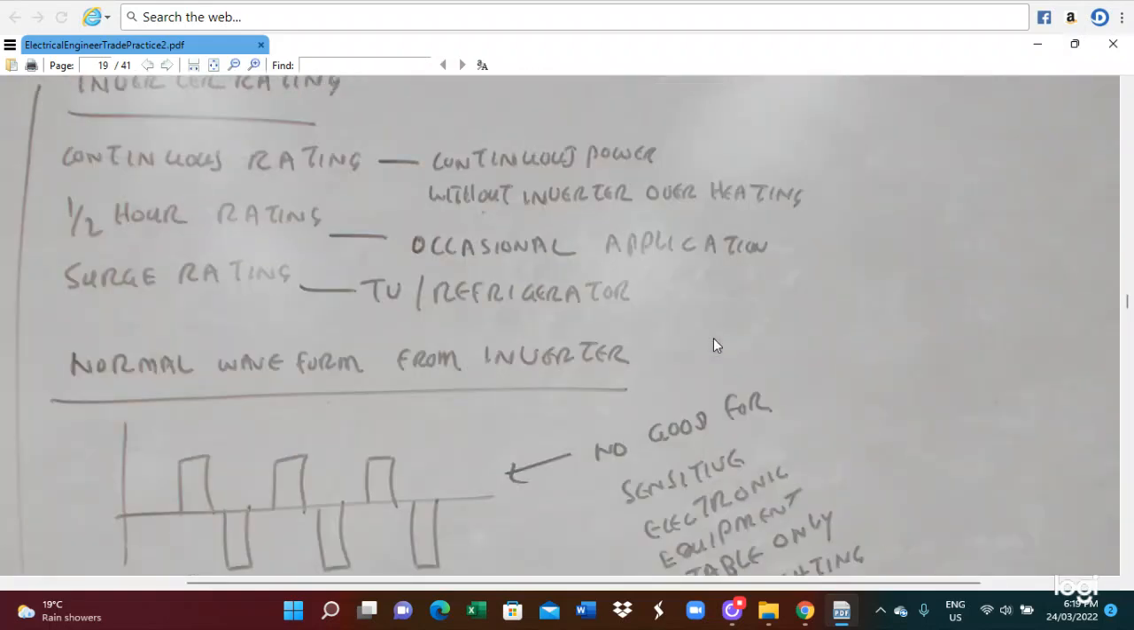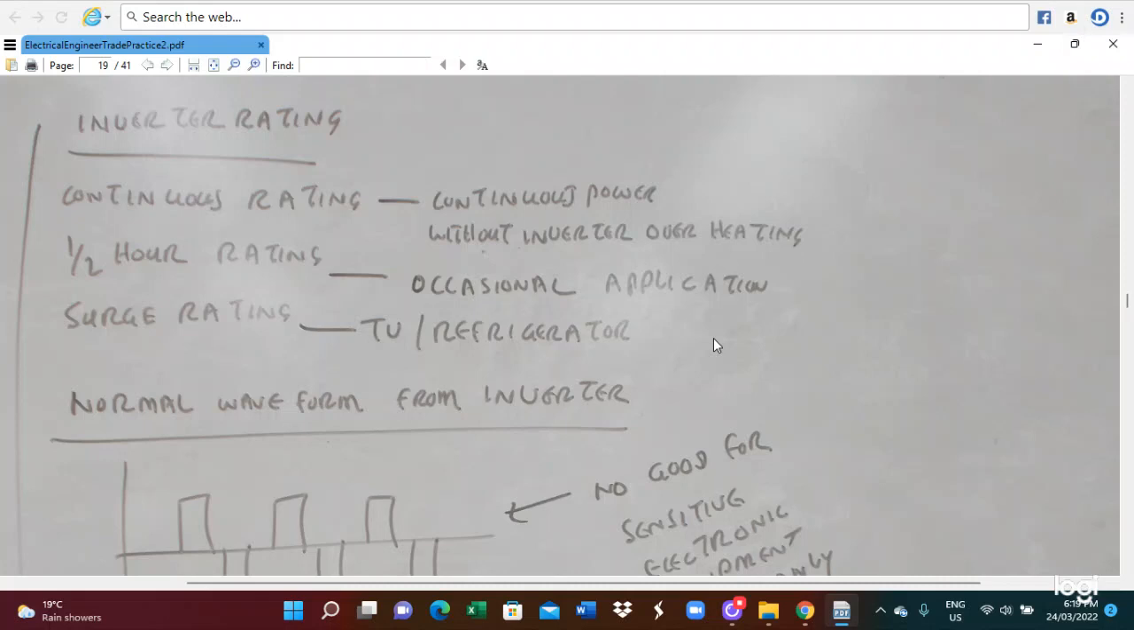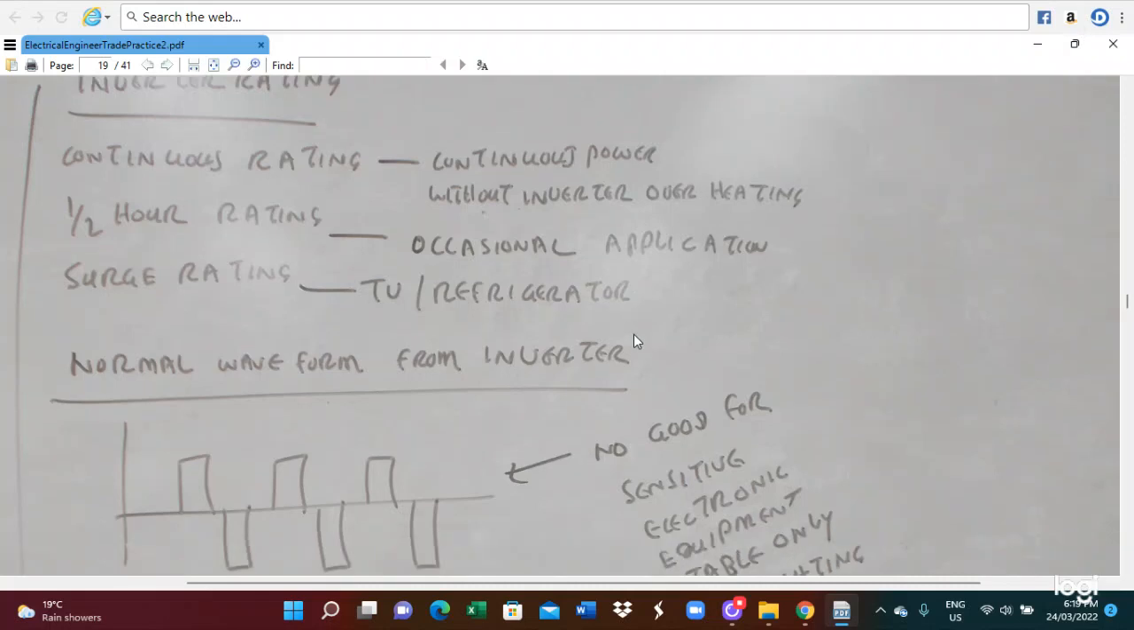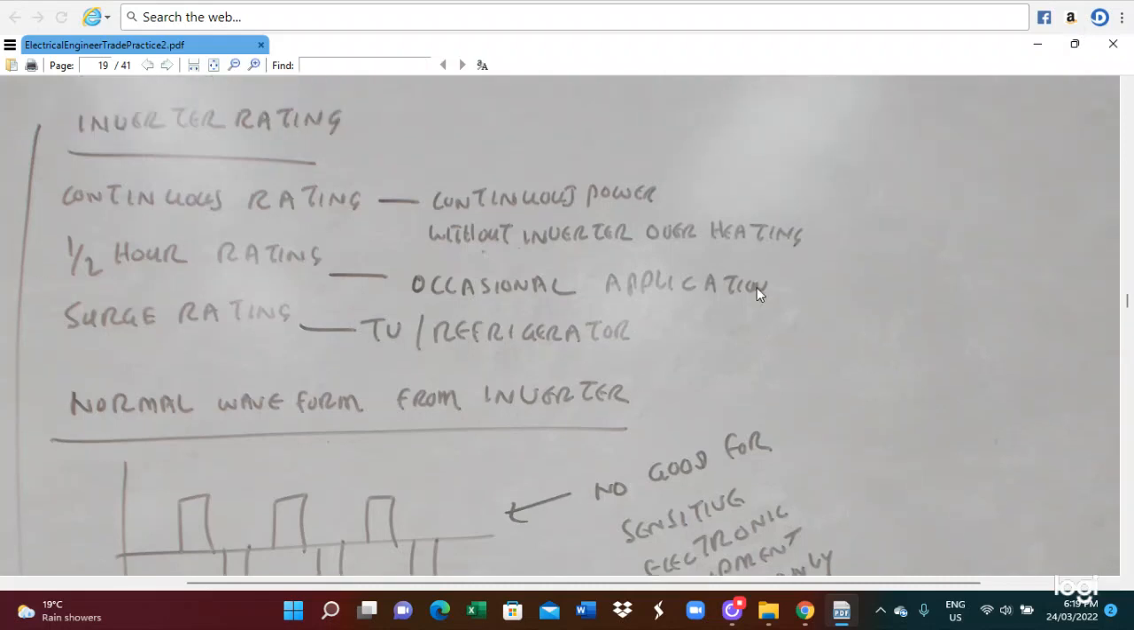So the inverter rating: the continuous rating is continuous power without inverter overheating. Half power rating is for occasional application, and surge rating is for a TV and a refrigerator. So this is the inverter rating.